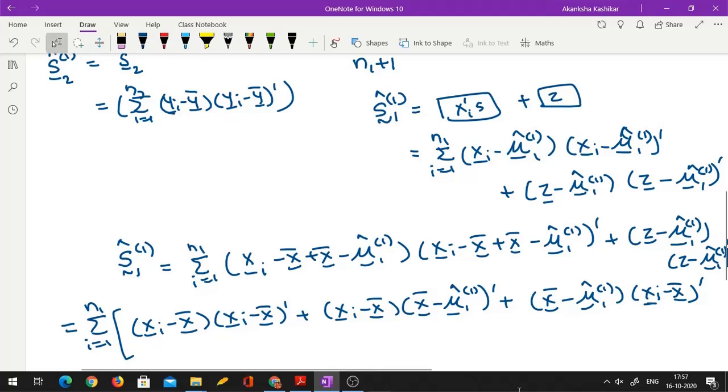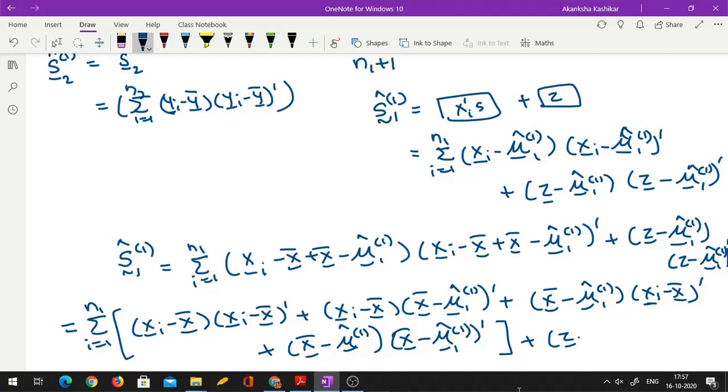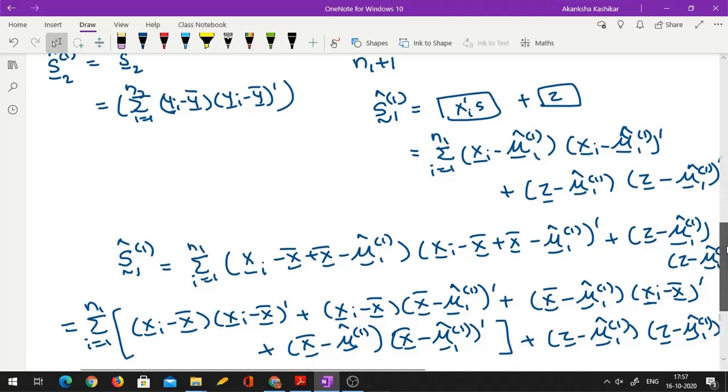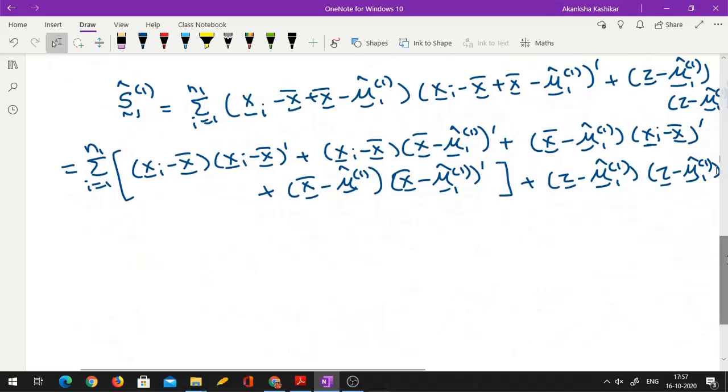That is my first hypothesis. And the second hypothesis: x1, x2 up to xn1 come from the first population, and z, y1, y2 up to yn2 come from the second population. So these are my competing hypotheses. The first hypothesis says z comes from the first population, and the second hypothesis says z comes from the second population.